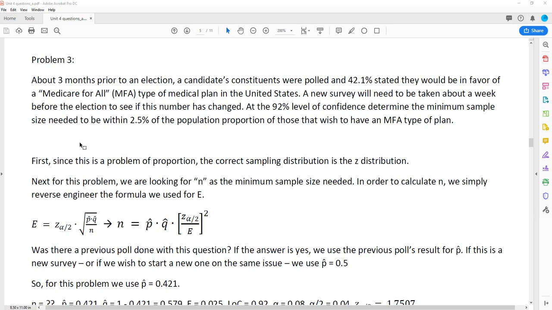This is a problem of proportion. So the correct sampling distribution, just like all the others, is the Z distribution, or the standard normal distribution. And since we're looking for N, but I only gave you the formula for E, we reverse engineer it. So if E equals z sub alpha over 2 times the square root of p hat q hat over n, and I'm not going to take you through all the algebra, basically that means n equals p hat times q hat times z sub alpha over 2 over E squared.